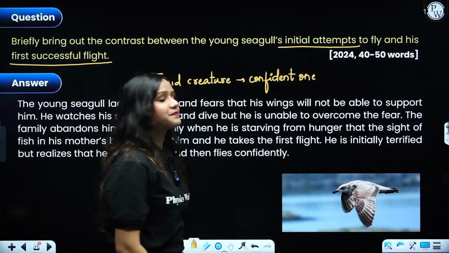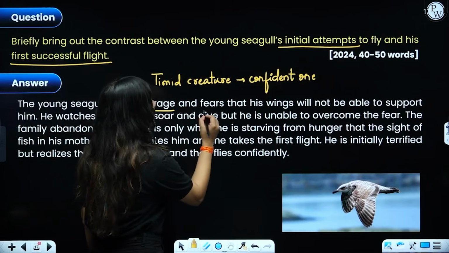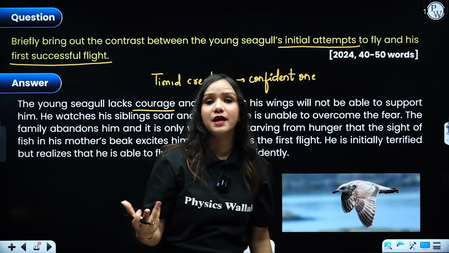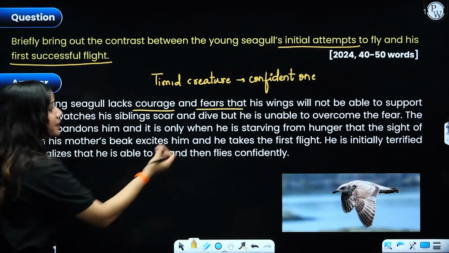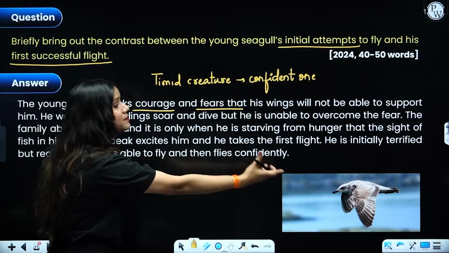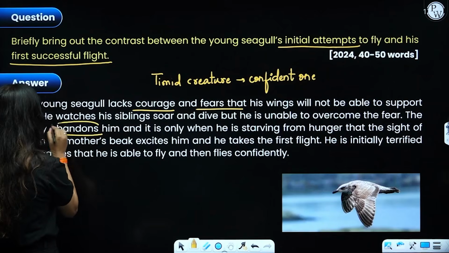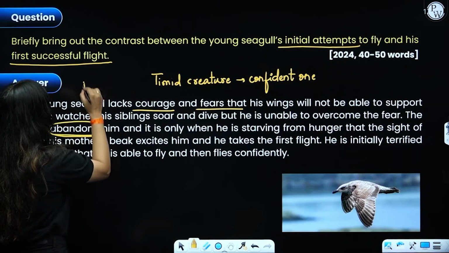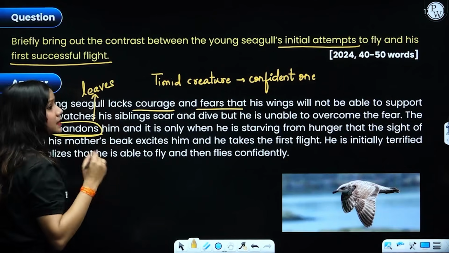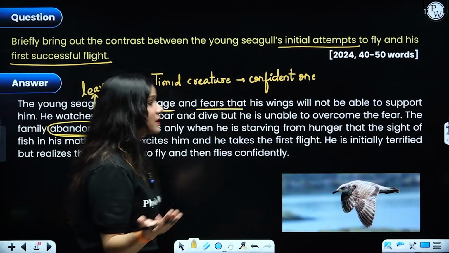Let's see how. The young seagull lacks courage and fears that his wings will not be able to support him, so he could not muster up that courage to take his flight. But he's unable to recover from that fear. He's not able to overcome that fear. The family abandons him. What is the meaning of this particular word? It means leaves him alone on the either side, and they moved onto a bigger plateau on the opposite side of the cliff, right?